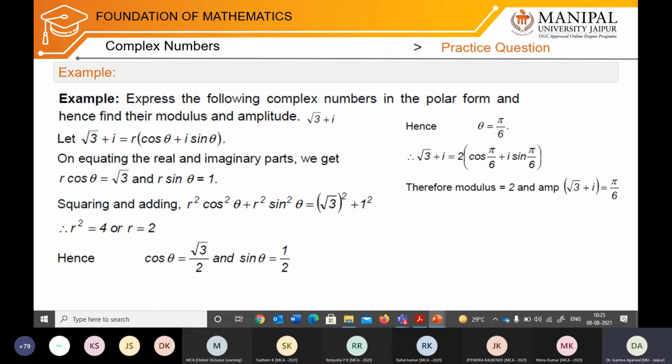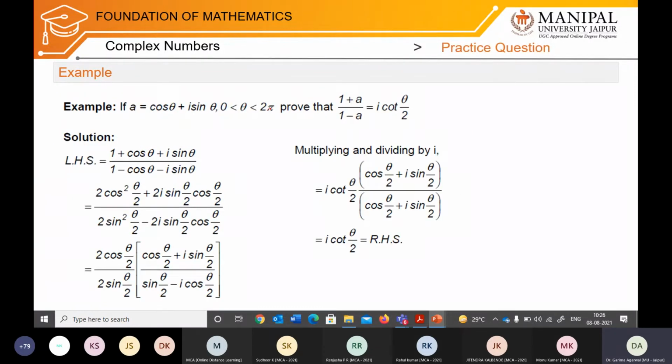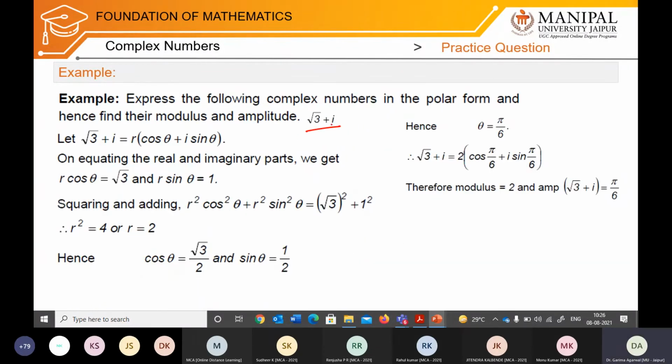Now here we have a few examples. Express the following complex number in the polar form and find its modulus and amplitude. So first of all we need to write it in the polar form. Polar form is r times cos theta plus iota sin theta. Now by comparing real and imaginary parts, the real part is root 3, here the real part is r cos theta, here the imaginary part is 1, here r sin theta, right?